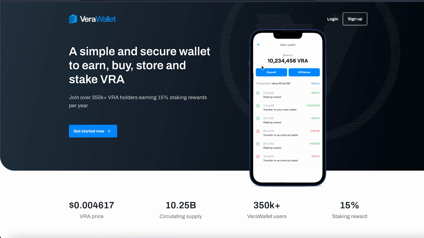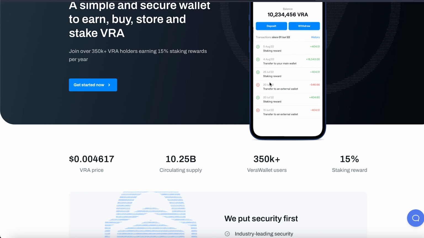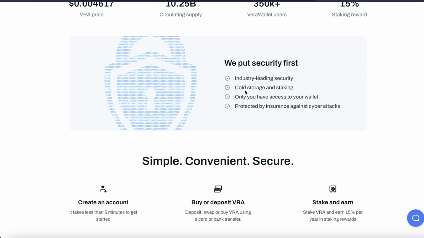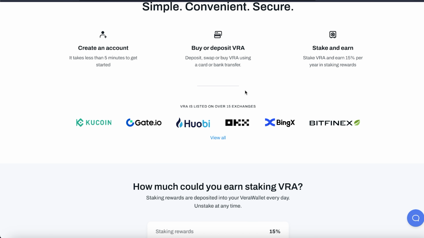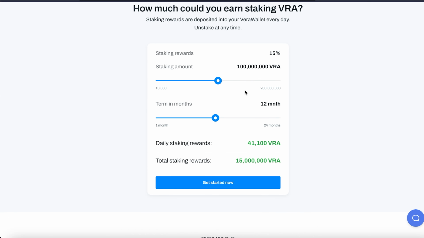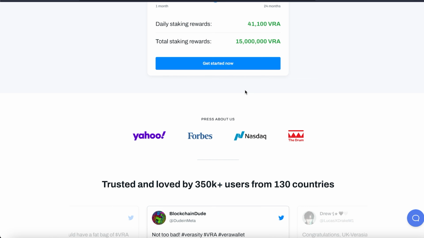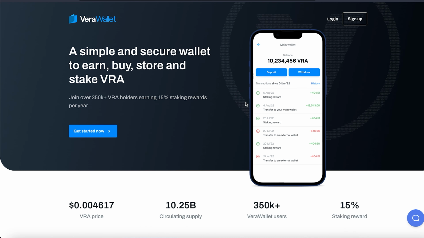Now, obviously the Vera wallet is something where you can store your VRA token, and it gives you a staking reward of up to 15%. Now 15% is a good reward. Usually for Ethereum, Bitcoin, you get around 5 or 6. For eGold, you get around 10, less than 10. What can I say? If you want to stake VRA, then obviously this is a good place to do that. I don't have that yet. I am still thinking about staking it. Maybe I will just hold it in my bag. I haven't decided on that.